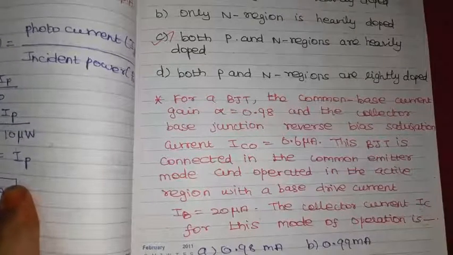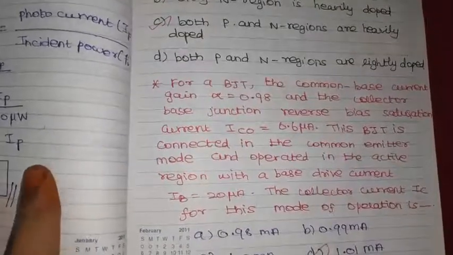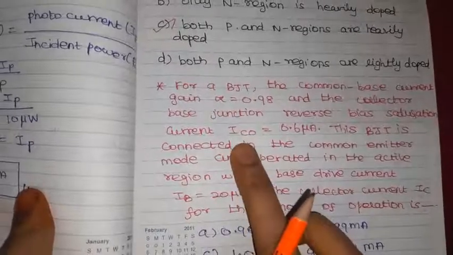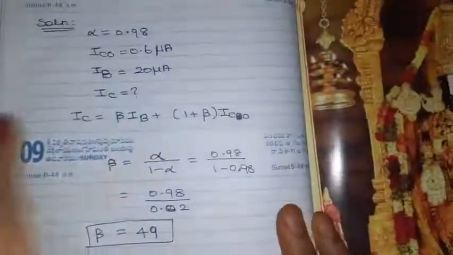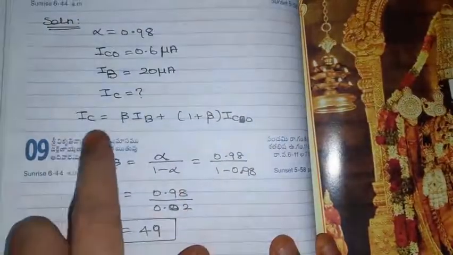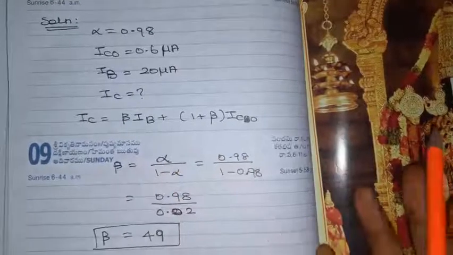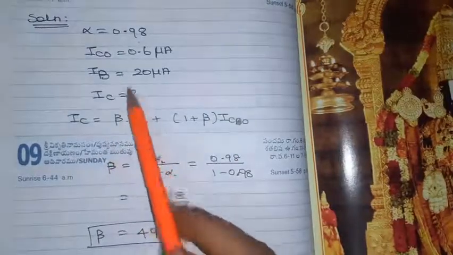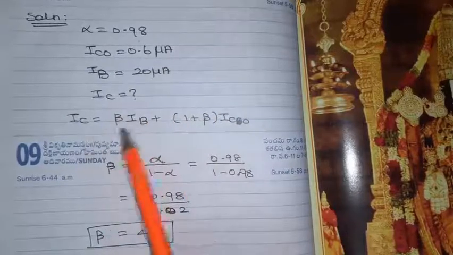What is the formula actually? Collector current IC is equal to beta IB plus (1 plus beta) into ICO, because the reverse saturation current is given. So this is the formula. The alpha value, ICO value and IB value are given, and we need to find out the IC value. IB is given, ICO we also know. What else do we need to find out the collector current? The beta value.